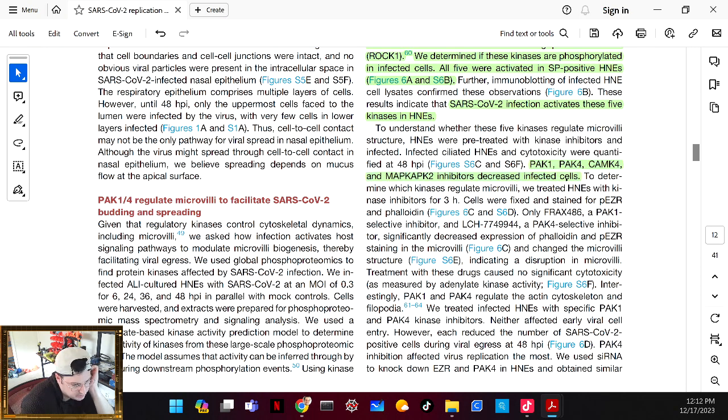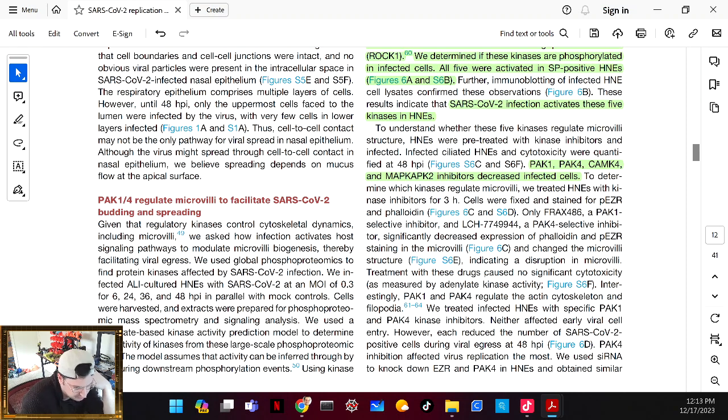And interestingly, when they used inhibitors for these, PAK1, PAK4, CAMK4, MAPKAP2 inhibitors, it decreased the number of infected cells. So blocking those channels decreased the ability of COVID to infect the cells. So that's why you look for these types of cell pathways, so that you can potentially come up with treatment modalities where you give localized inhibitors. This could be put in a nasal spray with PAK1, PAK4, CAMK4, and MAPKAP2 inhibitors. Spray that in your nasal passageways, and then hopefully decrease the severity of the COVID infection early on.